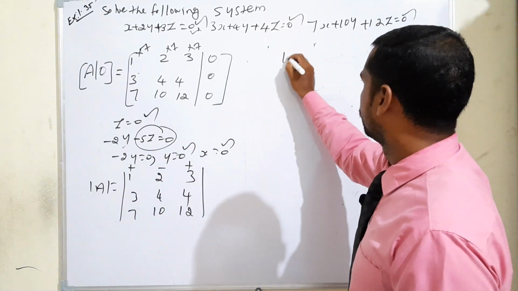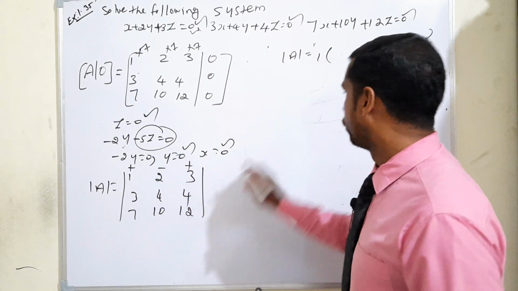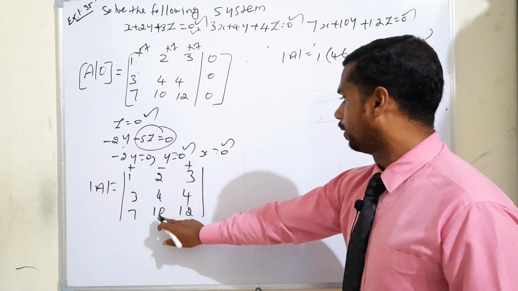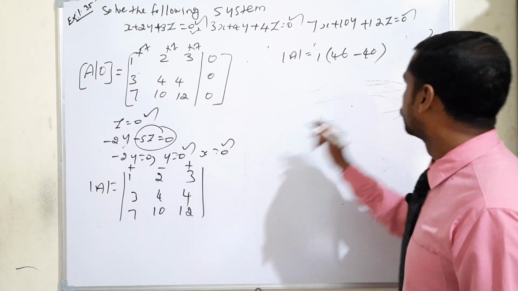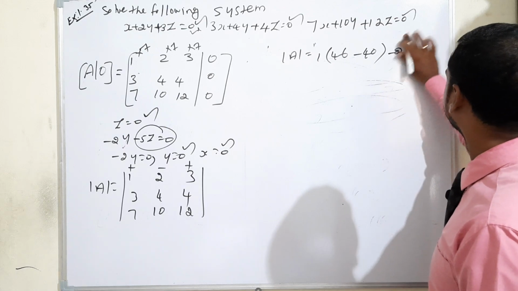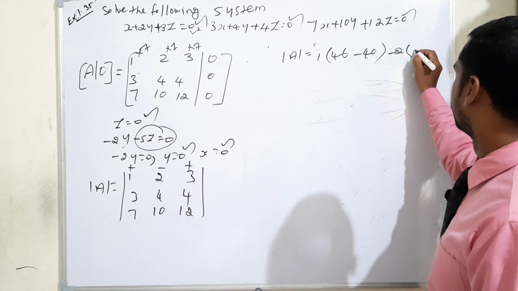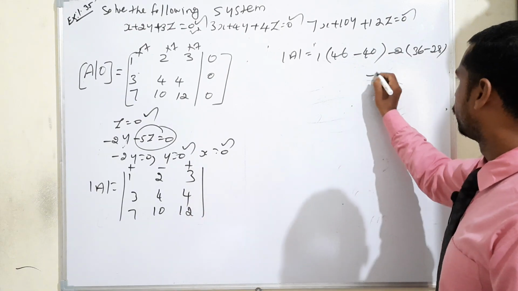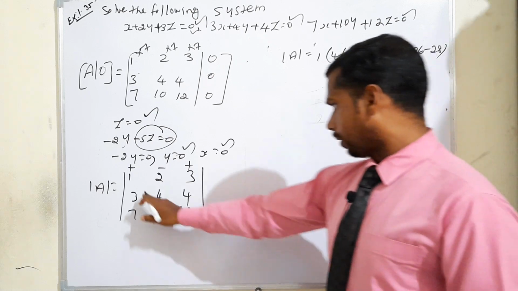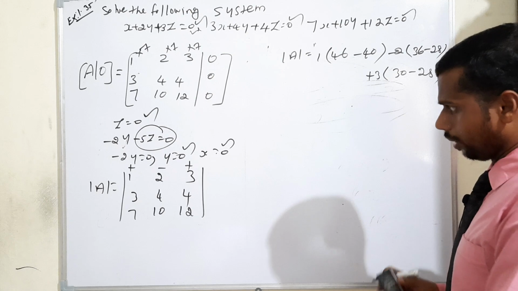Signs conversion, determinant A is equal to plus 1 means 4 into 12, 46, then 10 into 4, minus 40, then minus 2, isn't it? Minus 2 means 3 into 12, 36 minus 28. Last condition, positive 3, 3 into 10, 30, minus 28.